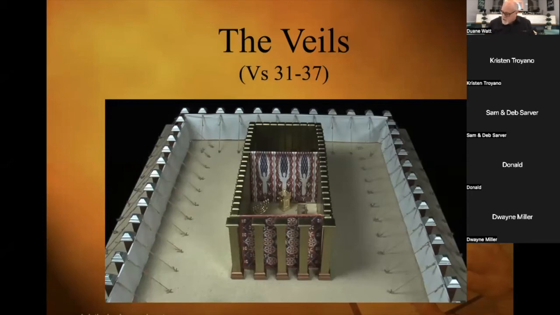It says, and you shall make a screen for the entrance of the tent of blue and purple and scarlet yarns and fine twined linen embroidered with needlework. And you shall make for the screen five pillars of acacia and overlay them with what? With gold. Their hooks shall be of gold, and you shall cast five bases of bronze for them.